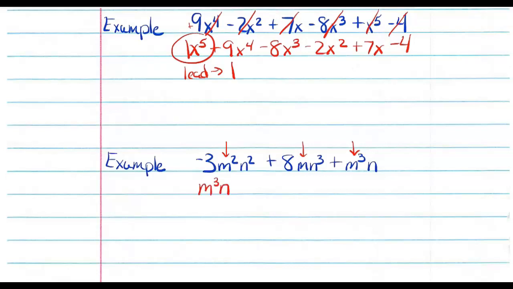M cubed n. Now I'm going to look for my next highest m, and it's m squared. So I write the term that has the m squared in it second. And then I only have one term left. And as you will notice, when you're working in alphabetical order, typically your problems are going to work out like this. As the m's are getting smaller, you'll notice that the n's are getting larger.